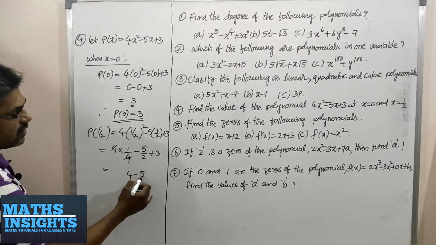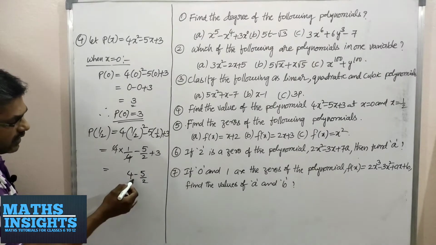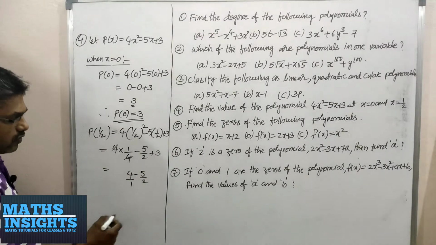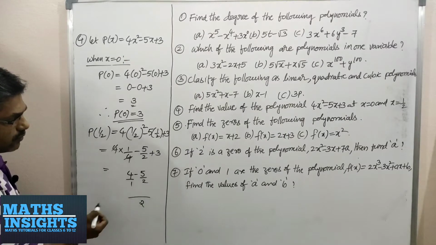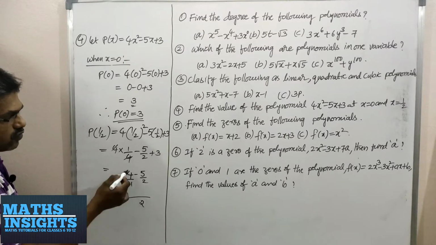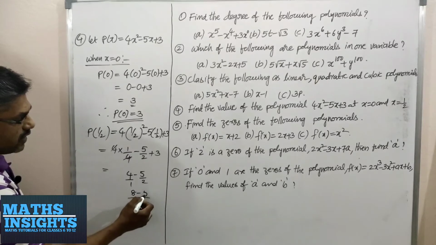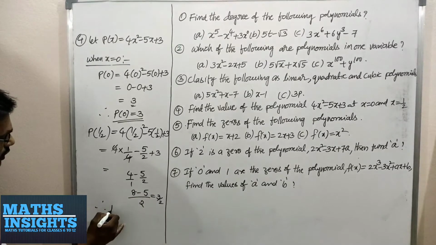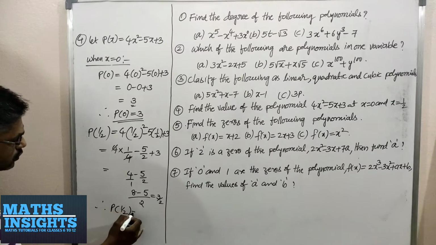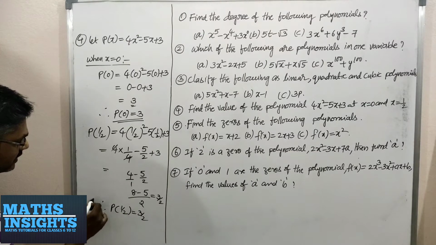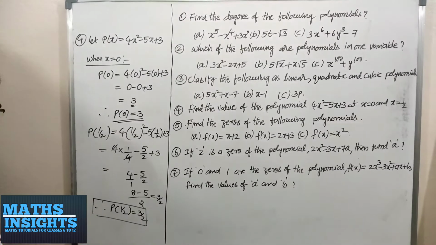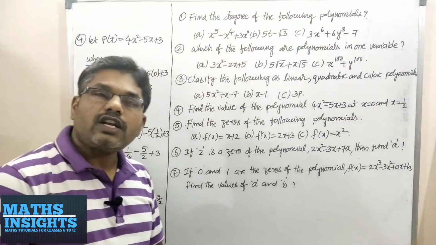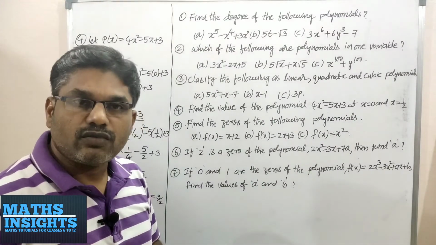4 minus 5 by 2. If you take LCM for these two, you will get 2 as your LCM. 1 2s are 2, 2 times 4 is 8. 8 minus 5, that is equal to 3 by 2. Therefore, p of 1 by 2 is equal to 3 by 2. These are the values of the given polynomials at particular values of the variables.